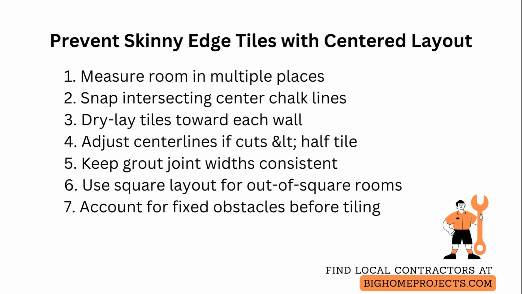Dry lay a row of tiles from that center line toward each wall to see how many full tiles fit and how large the final cut will be. If the cut at any wall would be narrower than half a tile, adjust the center lines by shifting them an equal amount to one side until edge cuts are at least half a tile wide.